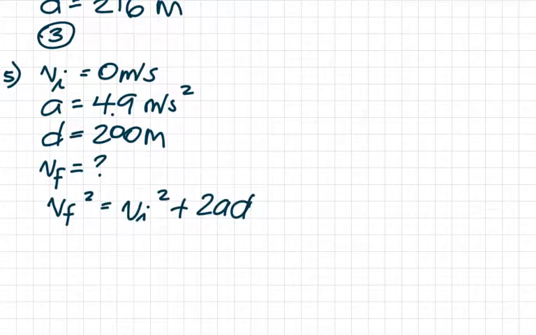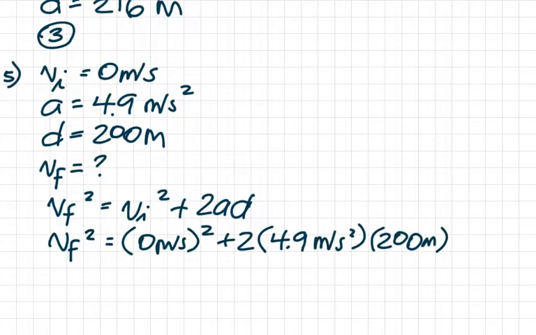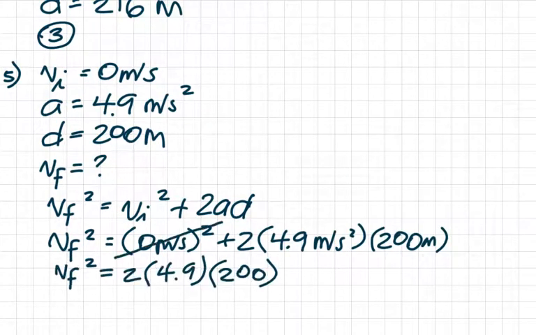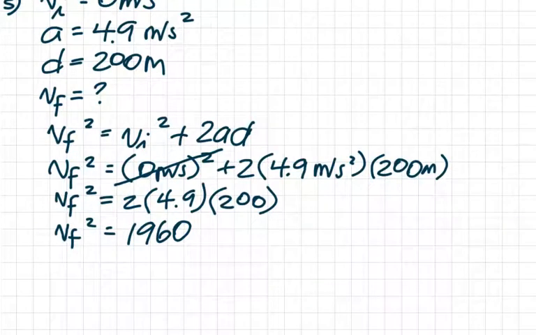I don't have the time. I don't need the time. Vf squared is vi squared plus 2ad. Sub with units. 0 squared is 0. And the answer is 1960 meters per second, choice 1.